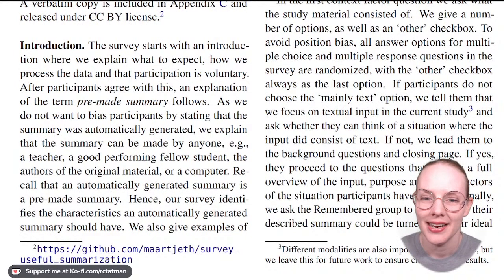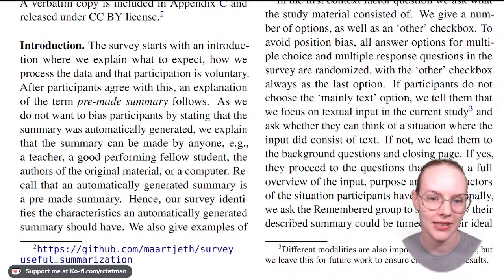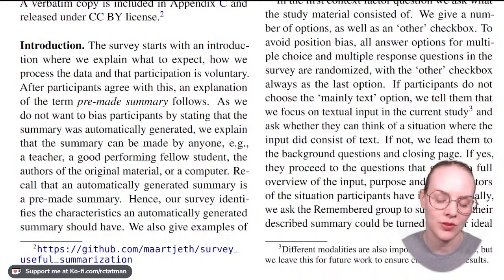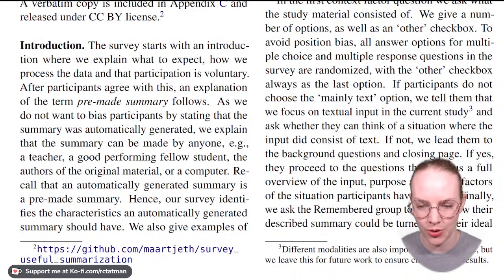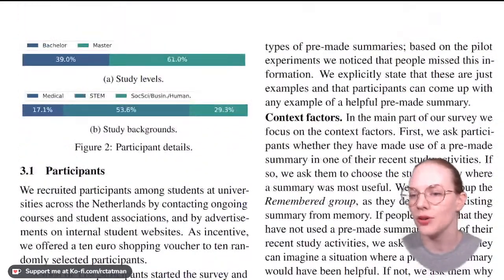Yes. Introduction. The survey starts with an introduction where we explain what to expect, how we process the data, and that participation is voluntary. Fabulous. After participants agree with this, an explanation of the term pre-made summary follows. As we do not want to bias participants by stating that the summary was automatically generated, we explain that the summary can be made by anyone, e.g. a student, a good performing fellow student, the authors of the original material, or a computer. Recall that an automatically generated summary is a pre-made summary. Hence, our survey identifies the characteristics an automatically generated summary should have. We also give examples of pre-made summaries.